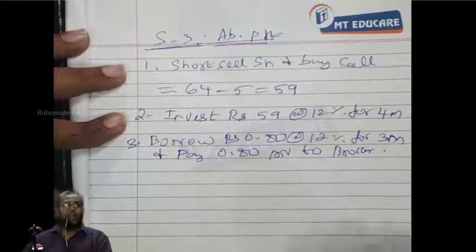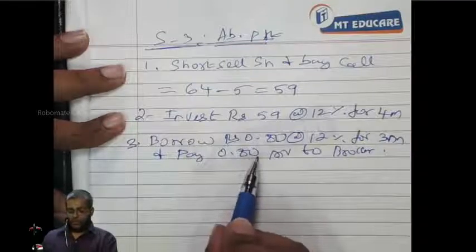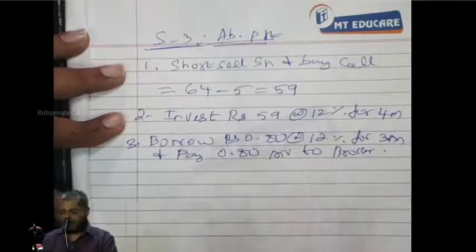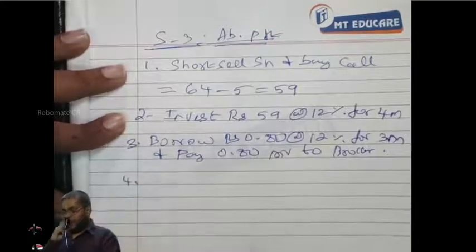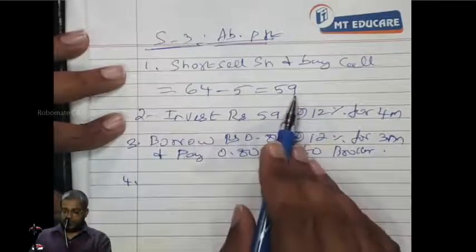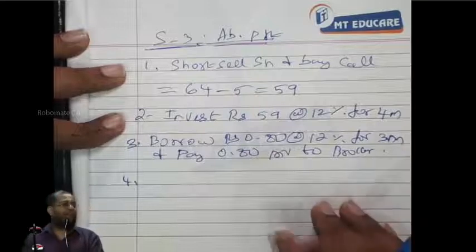Everybody, are you following or not? At the end of the first month, I should pay the broker how much dividend? 80 paise. Where to go for 80 paise? Borrow. How many months here? 3 months. Now, next, point number 4. At the end of the 4th month, two things happen: the maturity of the deposit and the maturity of the borrowing. Both are going to happen, yes or no?